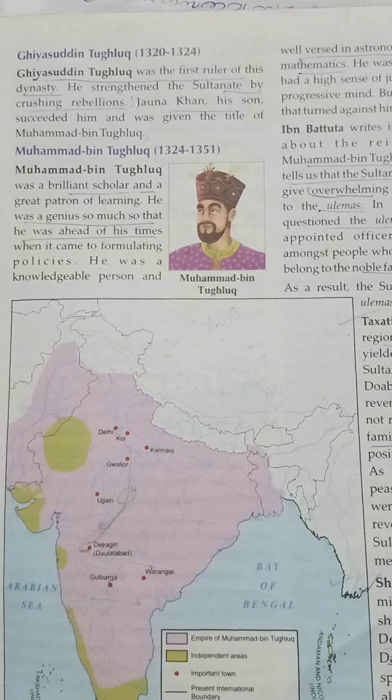Under Alauddin Khalji, the state brought the assessment and collection of land revenue under its own control. Okay, under Alauddin Khalji, one of the important rulers of the Khalji dynasty, what he did was bring the assessment of land and the collection of the land revenue fully under its control.